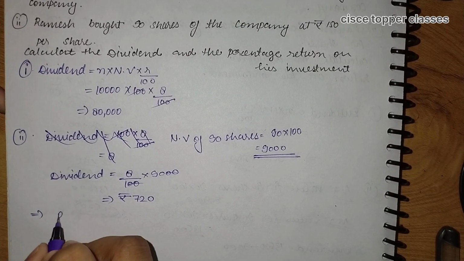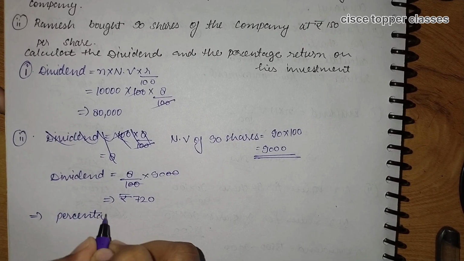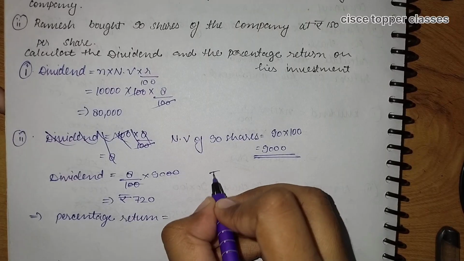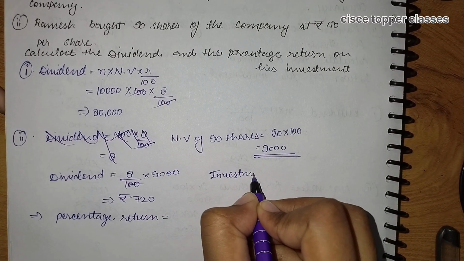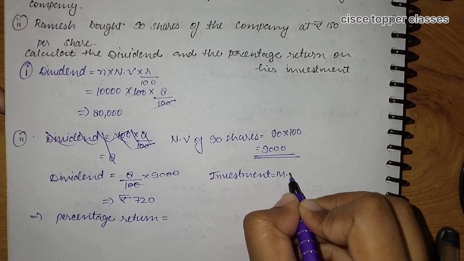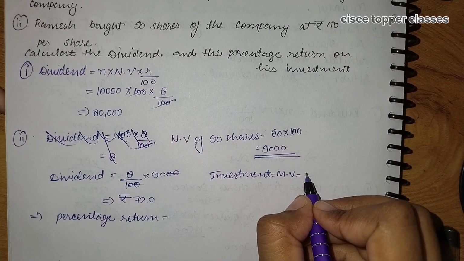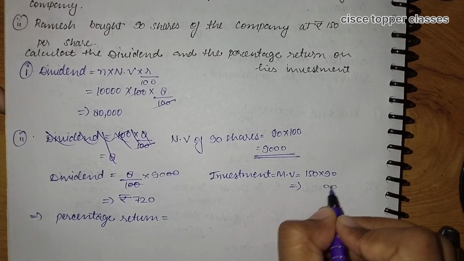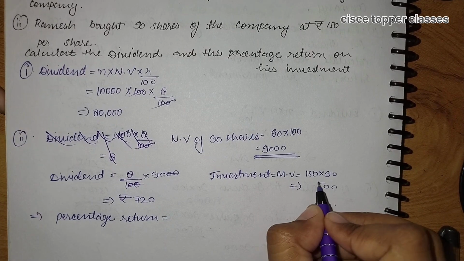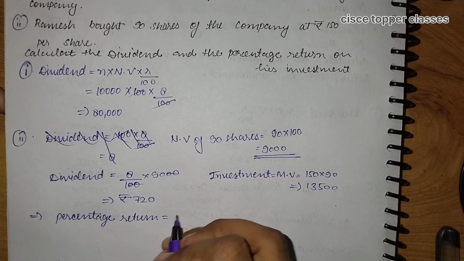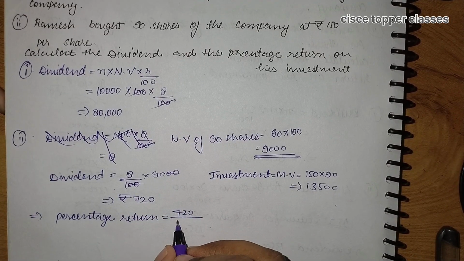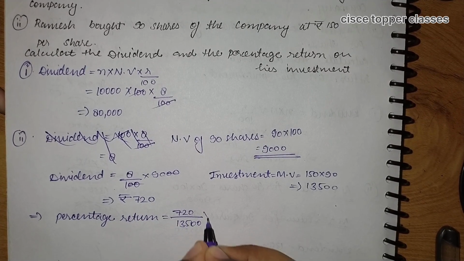The second thing is percentage return we have to find. Also from there we can find investment, means the market value, that is 150 into 90. If we write here, 13,500 is the market value, and here 720 we will write the dividend, means the profit or income, divided by the total investment, that is 13,500 into 100.